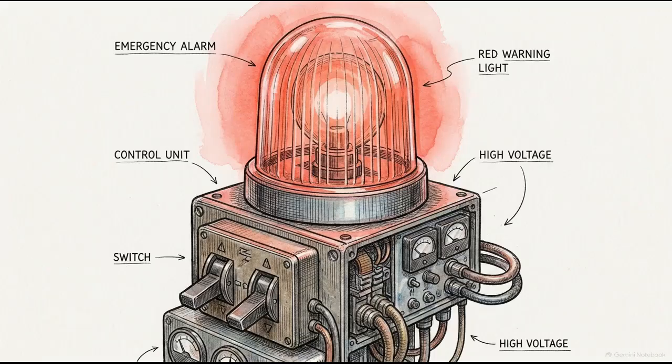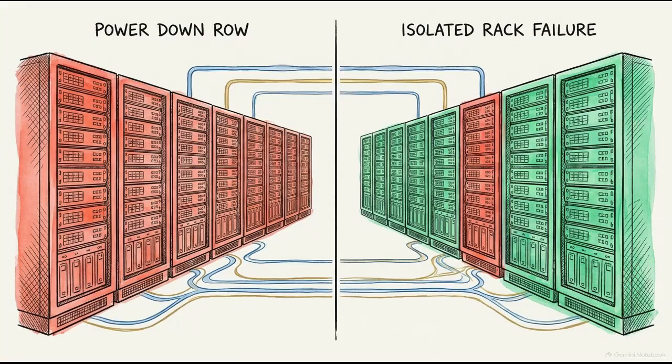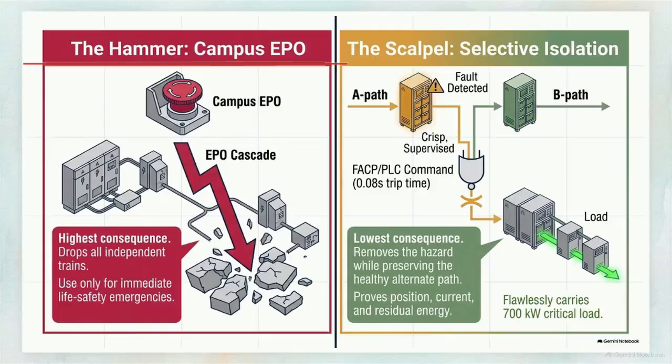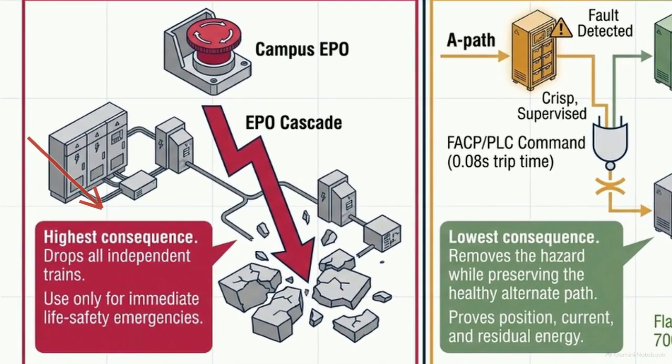Despite these differences, a common error persists: treating every localized alarm as an identical fire scenario and responding with a default facility-wide emergency power off, or EPO. This logic compares 2 distinct responses to a fault: the blunt force of the campus EPO on the left and the precision of selective isolation on the right. The EPO cascade creates the highest possible consequence. Activating it unnecessarily drops all independent powertrains, creating an immediate outage.